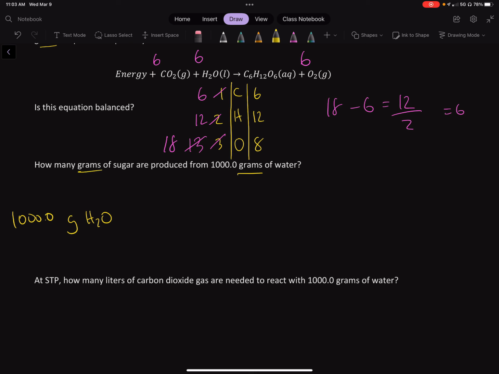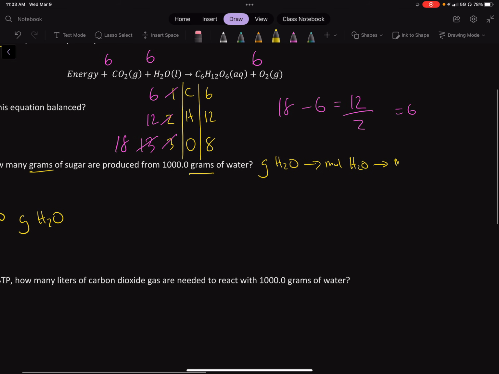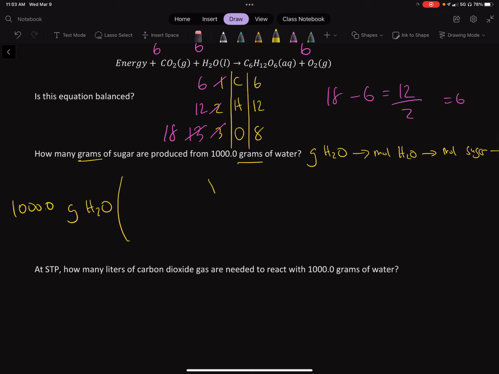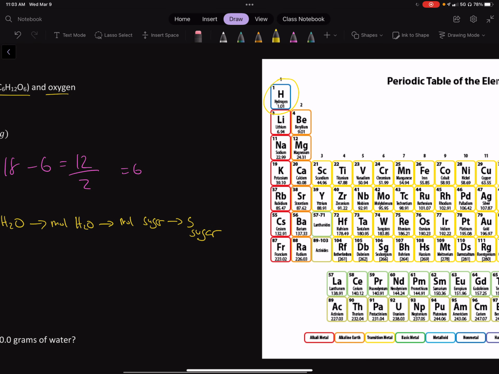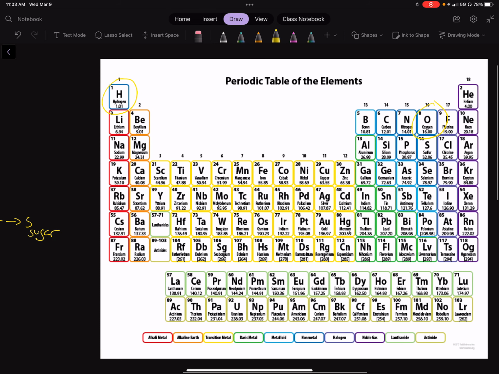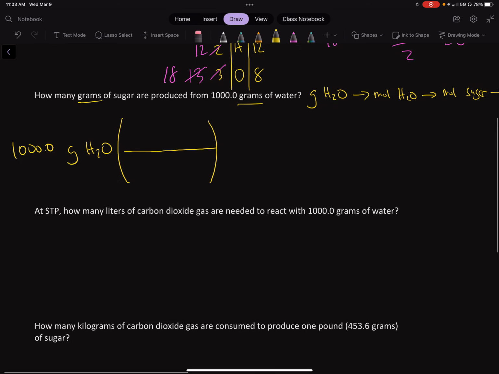So we're going to need 3 conversions, because we're going from grams of H2O to moles of H2O to moles of the sugar to grams of the sugar. So first we'll use the molar mass of the water. So molar mass of water, you get the molar mass of hydrogen times 2 plus the molar mass of oxygen. So looking over at our periodic table, 1.01 times 2 for the hydrogens, plus a 16 for the oxygen. So the molar mass of water is essentially 18. So 18 grams of H2O per 1 mole of H2O.